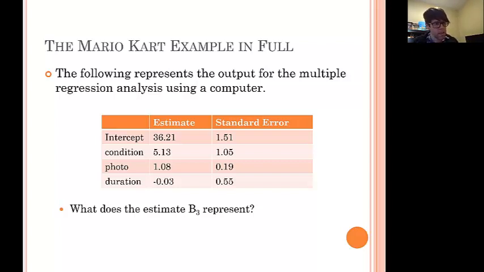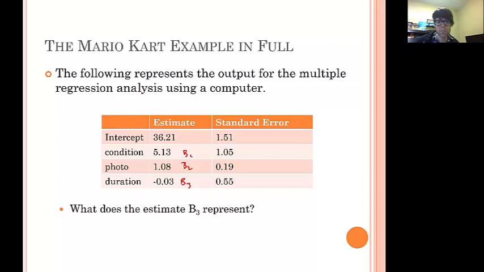So what does B3 represent? So we're looking specifically at this one here. So this is our B2 and B1. So B3 is the slope value that's associated with the duration. So essentially, B3 is telling us that we're going to lose about 3 cents on the overall final sale for each day longer that we post this particular ad on our online auction.